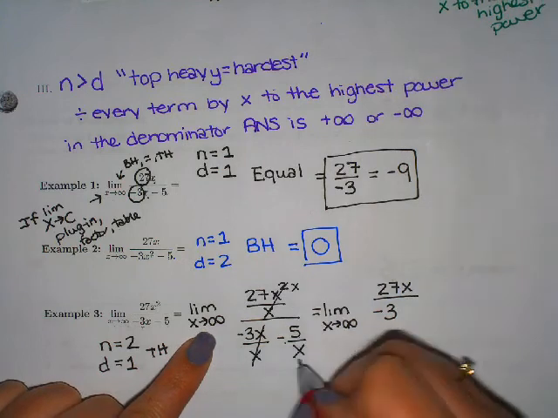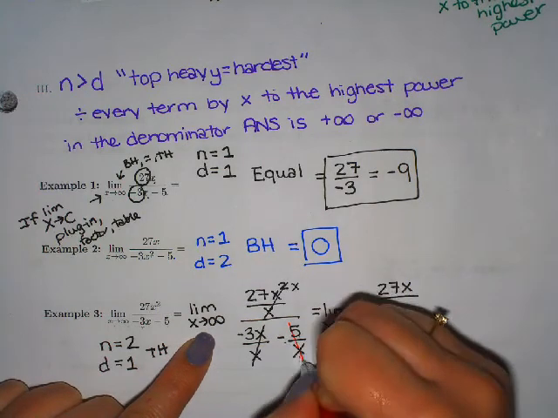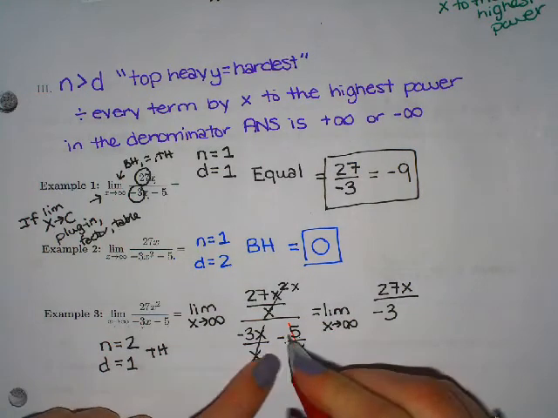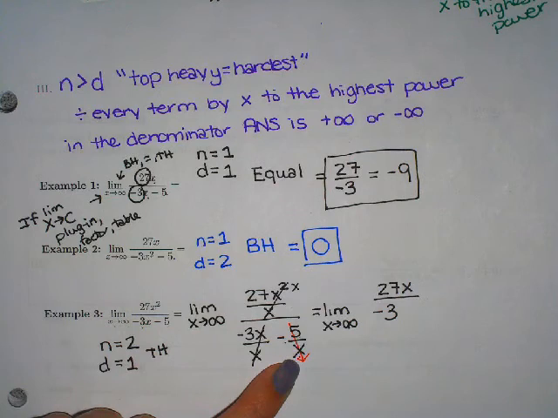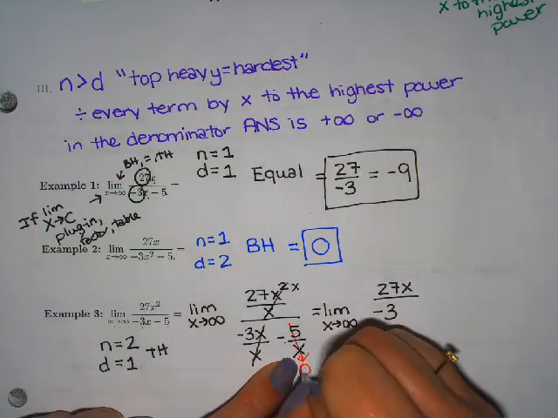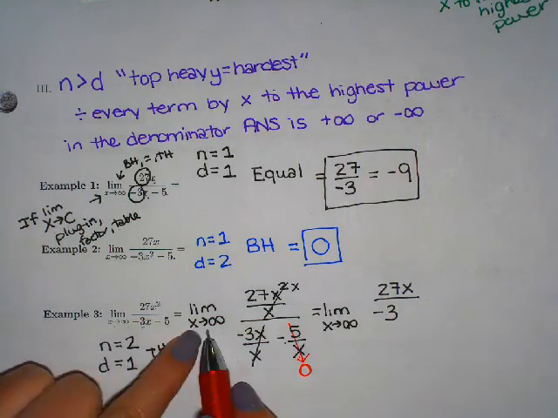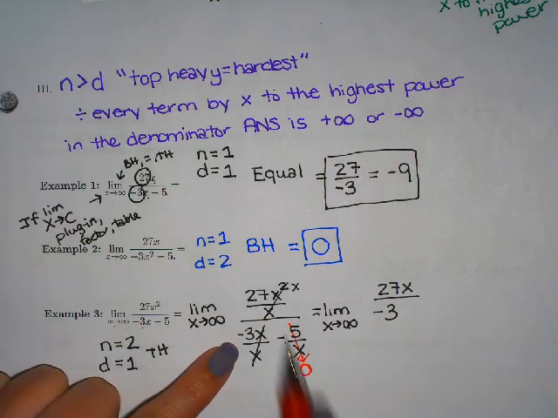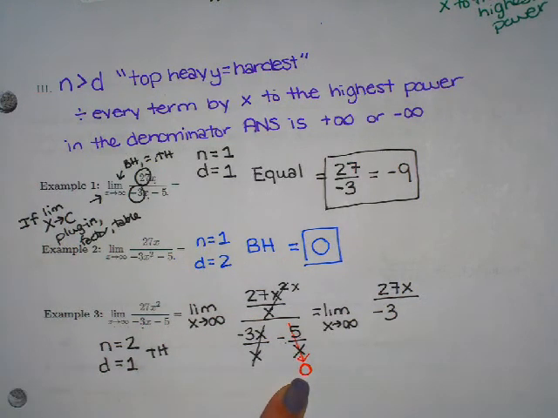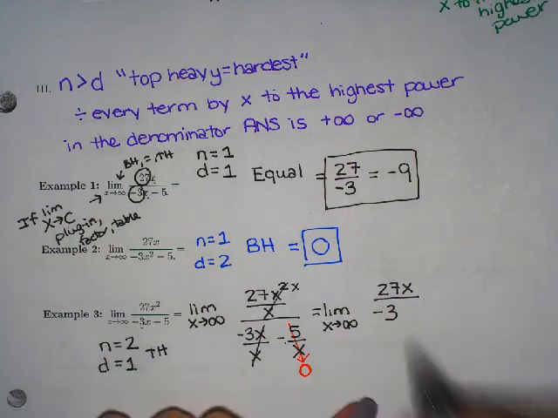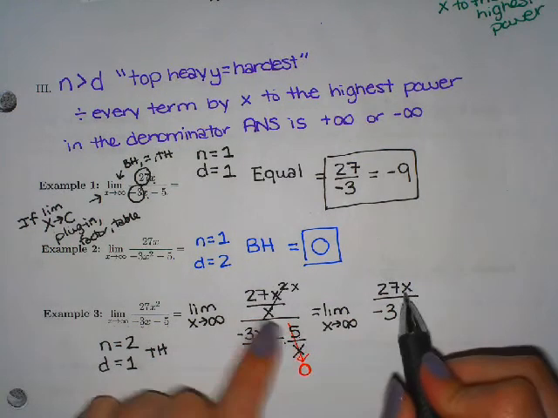So anything bottom heavy like this is going to go to 0 as x goes to infinity. 5 is not enough to divide by infinity. It's not even enough to divide 5 cookies by 10,000. So anything bottom heavy is just going to go to 0. So how I normally do this is I divide everything by x, and then I cross out bottom heavy ones before I even start simplifying. But either way is totally fine.